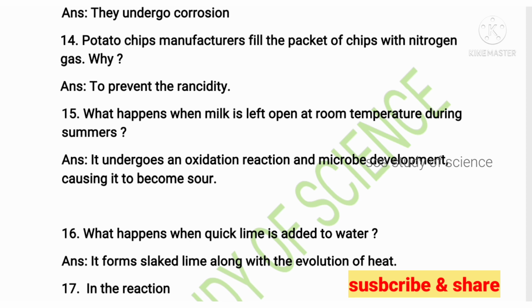What happens when milk is left open at room temperature during the summer? When we keep the milk open in the summer for a longer period of time, the milk will undergo oxidation. As a result, microorganisms develop in the milk and it becomes sour in taste, so it gets spoiled. The main concept you have to know here is that it is getting oxidized.